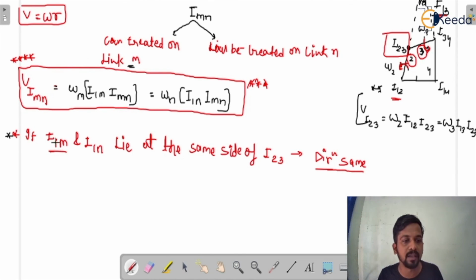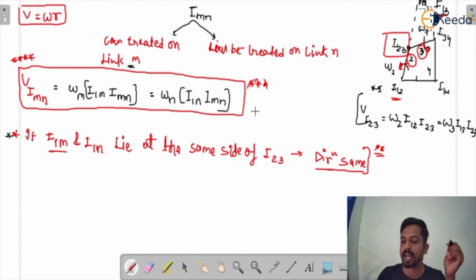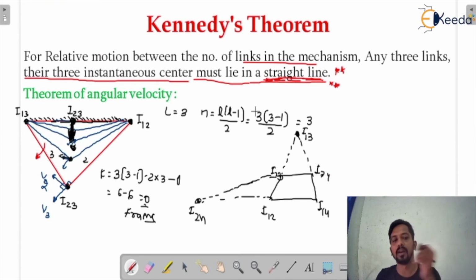We are discussing the topic from the numerical point of view because a number of questions are going to be asked from this topic. You must remember this, because the direction is also important. We will do some questions on both relations, so it would be easy to understand how to determine the angular velocity and how to consider the directions of the angular velocity of the links. So I hope you will understand the topic of Kennedy's theorem and the angular velocity theorem. Now we will do some questions on the angular velocity theorems.